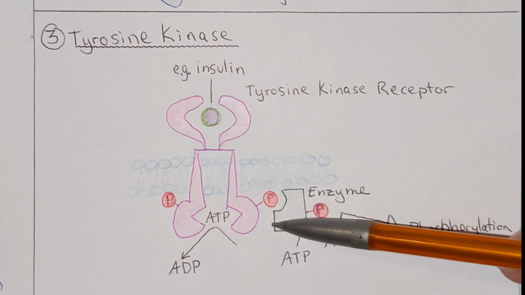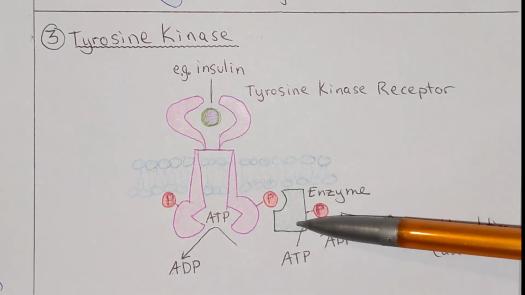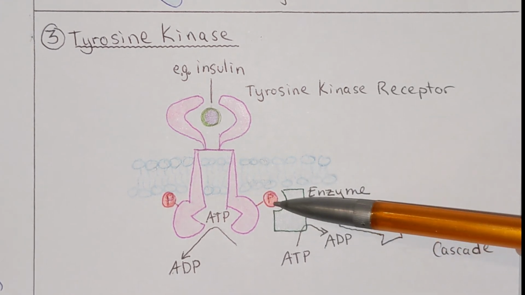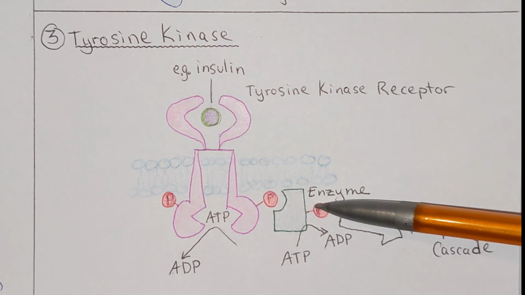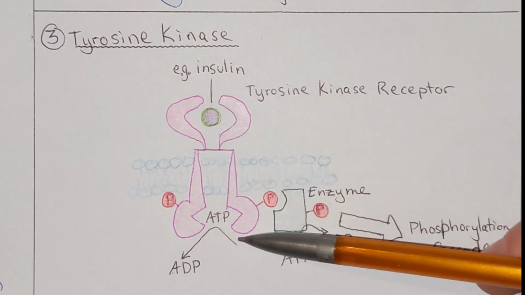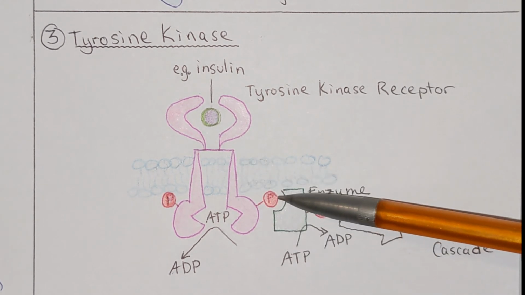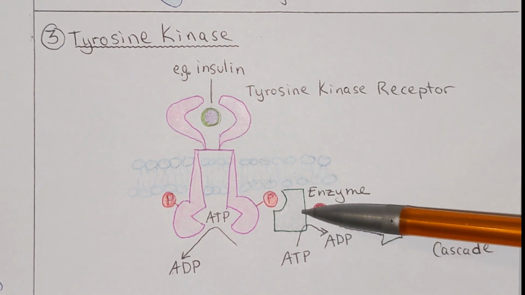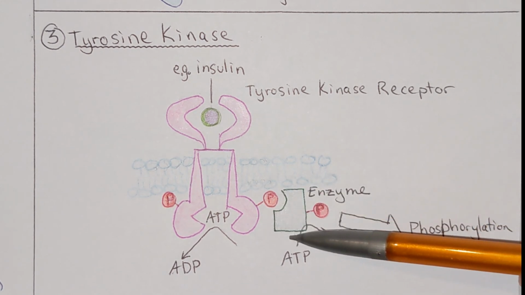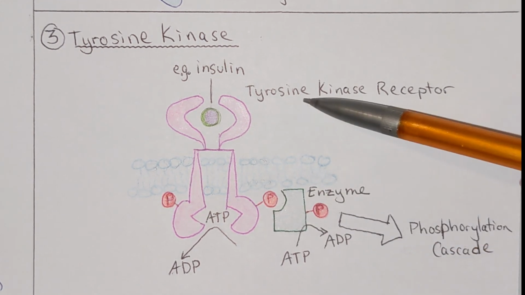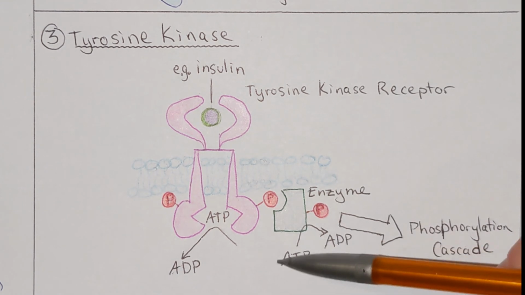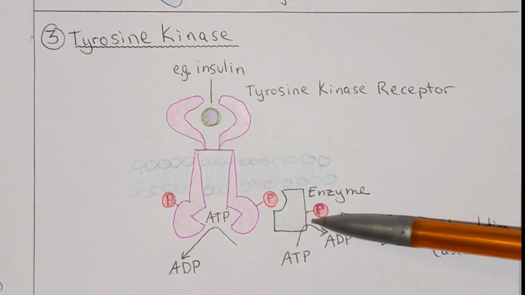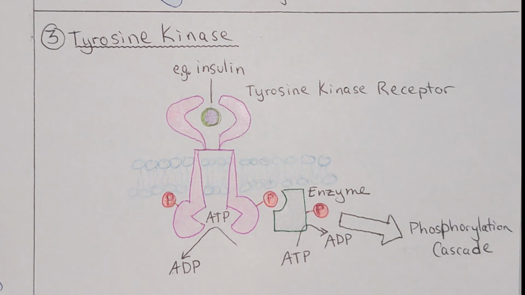Okay, so here we can see miscellaneous enzyme. Okay, it is phosphorylated, right, when this receptor here becomes phosphorylated. Okay, so this phosphate activates the tyrosine kinase receptor, and therefore this enzyme is going to be phosphorylated, right, on the tyrosines, therefore taking ATP, removing a phosphate, and leaving us with ADP.